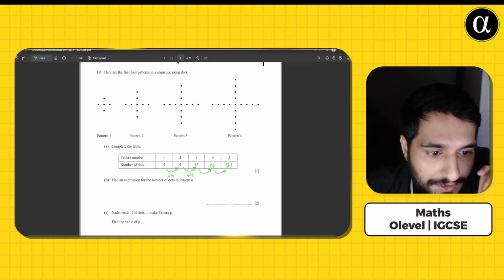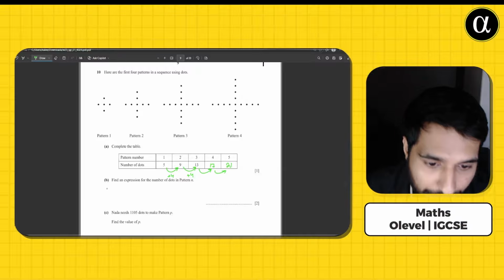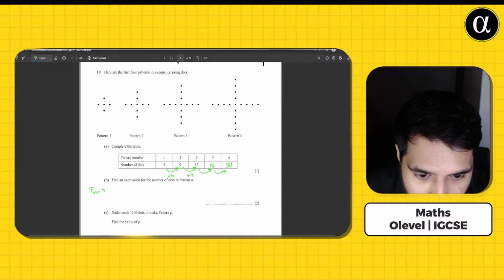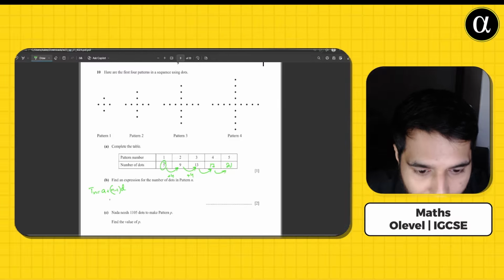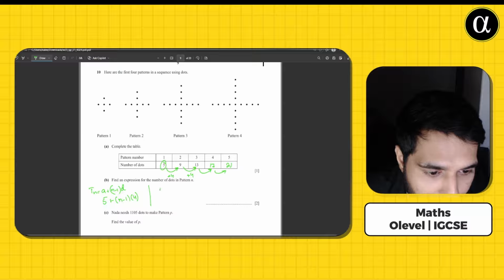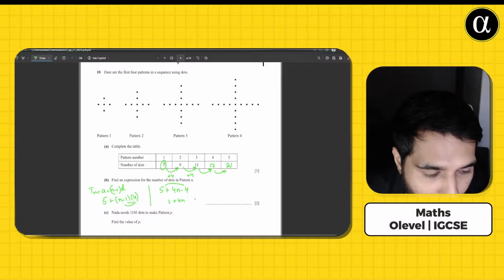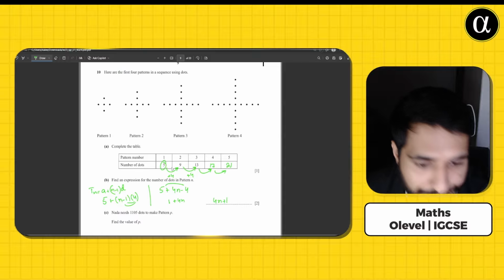Part B says find an expression in terms of dots in pattern n. For the same case, since it's an arithmetic progression, the formula is Tn is equal to a plus (n minus 1) times d, where a is the first number of the sequence, that is 5, plus (n minus 1), and d is the common difference, which is 4, because it's plus 4. When you solve this, it's going to be 5 plus 4n minus 4, and 5 minus 4 gives us 1, so it's 4n plus 1.